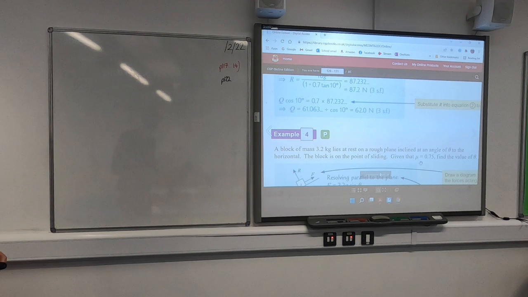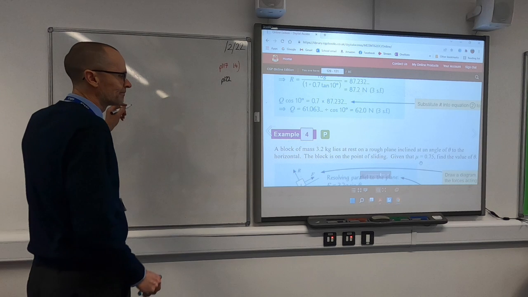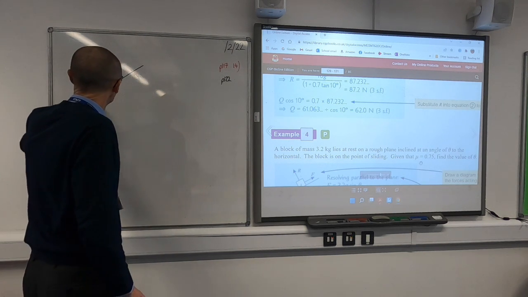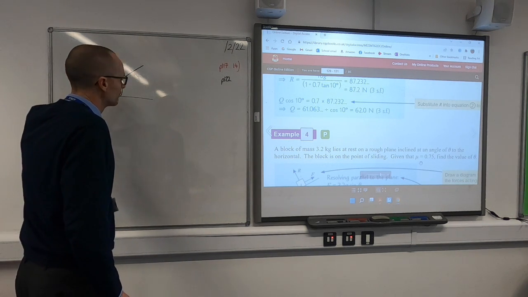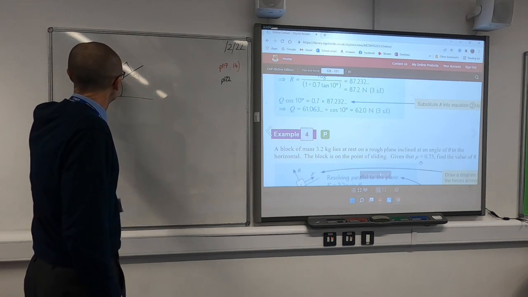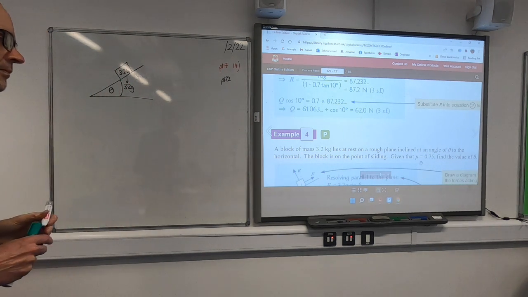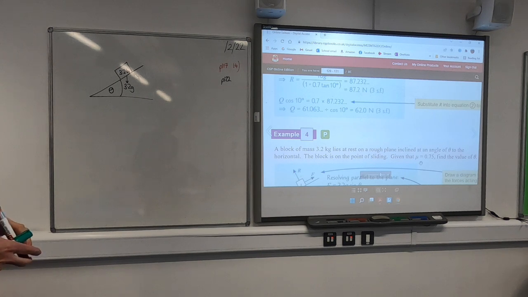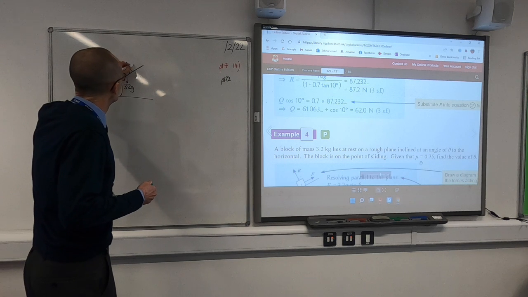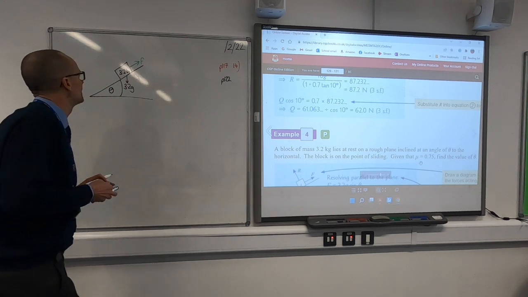So we're still on page 120, bottom of page 120, if you're at home. So no force other than the weight here. So it's about to slide down. So friction is working up.